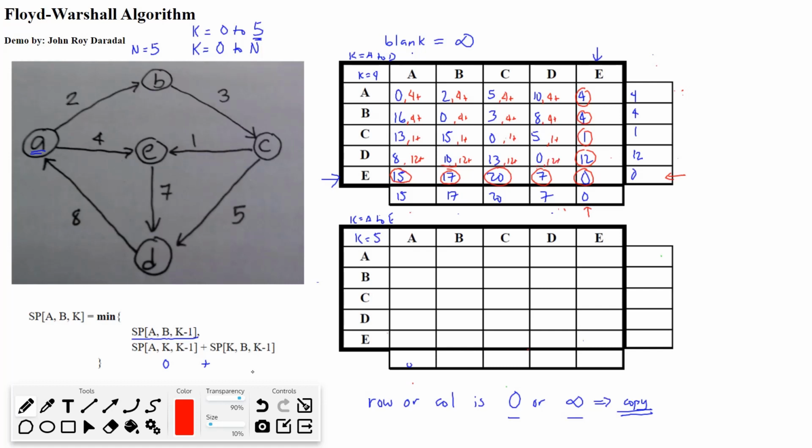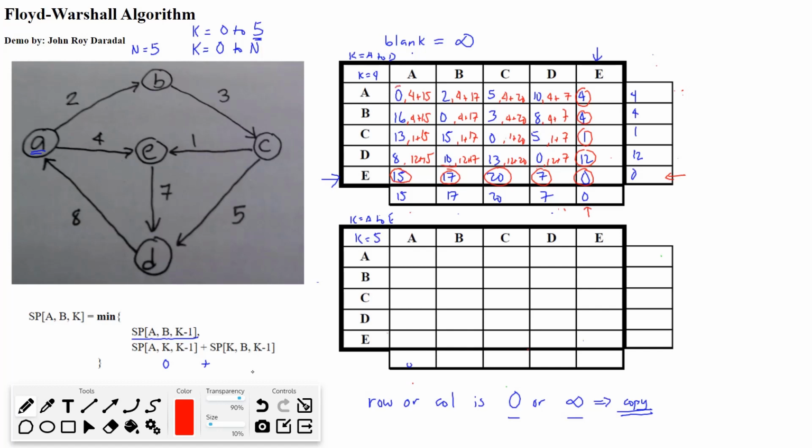Next, let's go through the columns. So this is all 15. This is all 17. This is all 20. And then this is all 7. Okay, so let's try to get the minimum out of each cell.